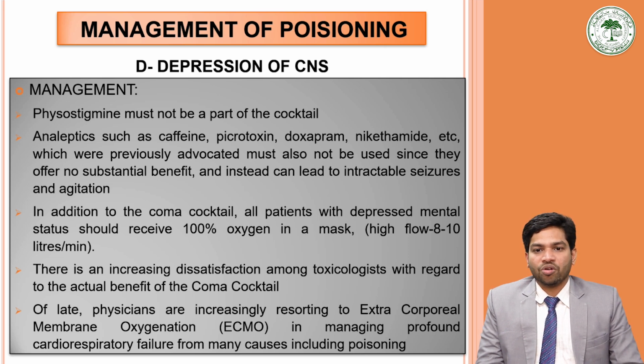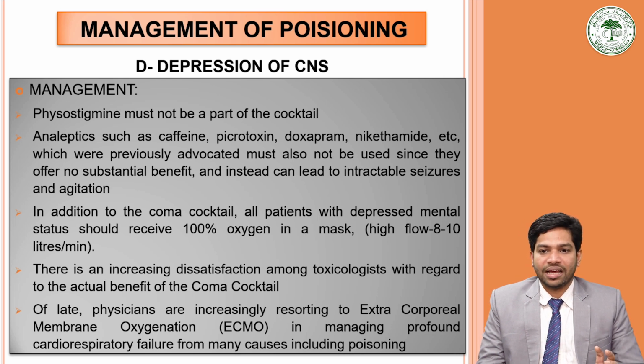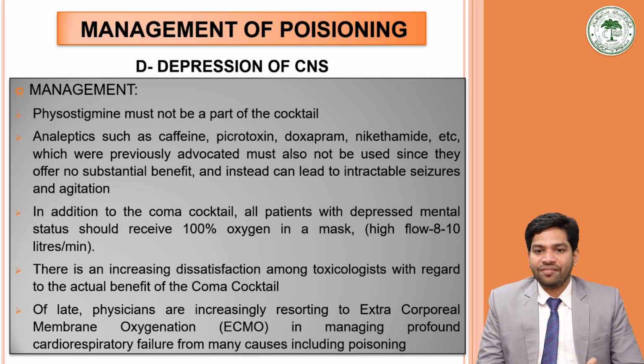Physostigmine must not be part of the coma cocktail since, even though coma from anticholinergic toxicity is also relatively common, physostigmine, which is the antidote for it, produces serious side effects such as seizures. It should be administered 2 mg IV for an adult and 0.5 mg in a child only if there are unequivocal signs of anticholinergic excess. So physostigmine should only be given if it is sure that the patient is poisoned with anticholinergic excess.